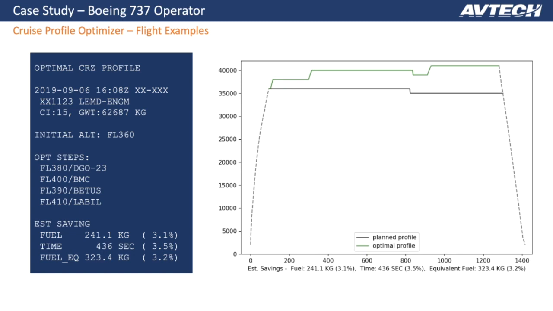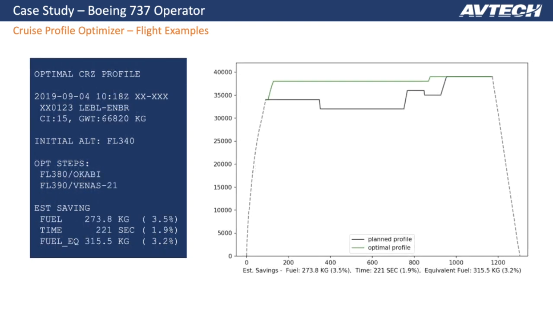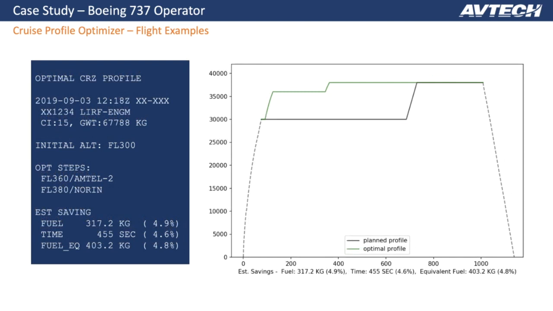Next flight, a bit of the same, really. 1400 nautical miles, roughly. Also quite large fuel saving, roughly 3% saving potential. 436 seconds of time by following an optimal profile instead of the plan. Next flight, similar, also large fuel saving, 270 kilos, 221 seconds. Next case, 1200 nautical mile flight, again, large fuel, large time saving if the optimal profile can be performed.